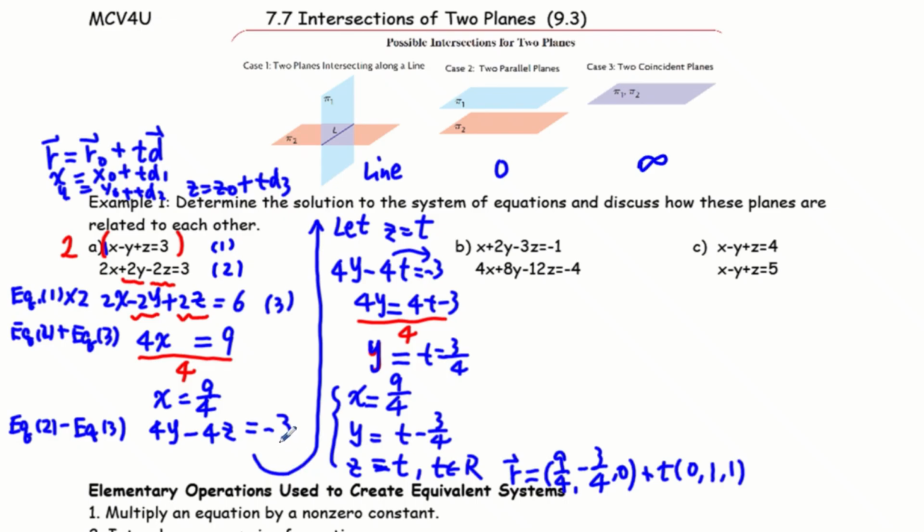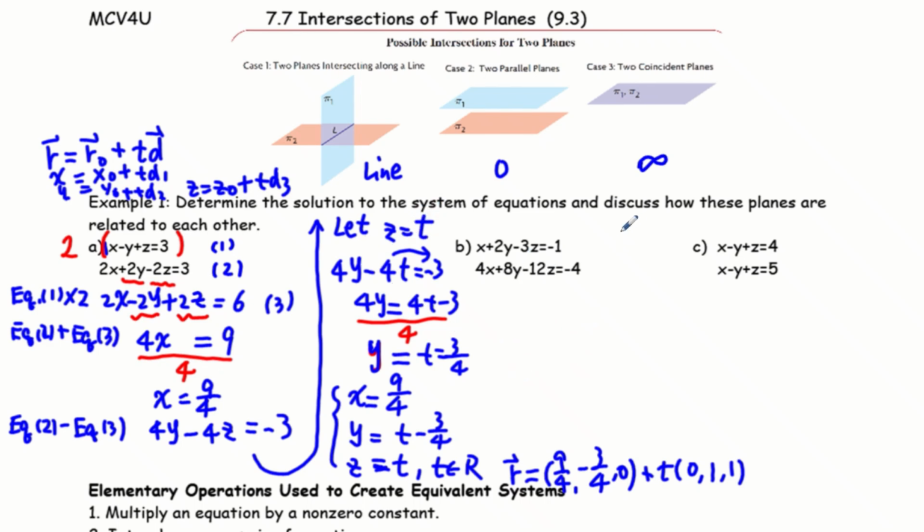You could introduce z equals t at the very end, or you could introduce it at the start. But I highly encourage you to solve for one of the variables, then let another variable equal t, because if we let x equals t, then it doesn't work out. So try to simplify it a little bit, then introduce a variable that we know is not going to be a constant as the parameter, okay?